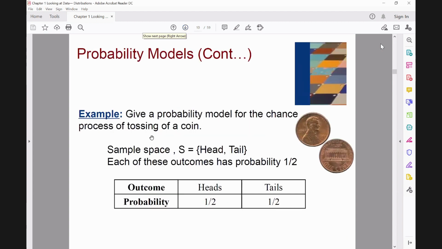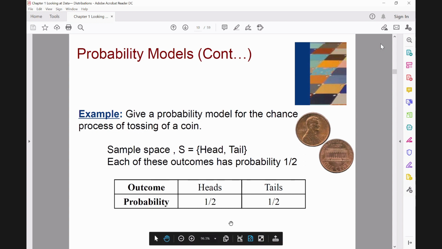Then to verify if it's a probability or not, we have to verify the probability of the sample space. That means the sum of the probabilities of the outcomes is equal to 1, and each probability is between 0 and 1. Then 0 and 1 are included, obviously.